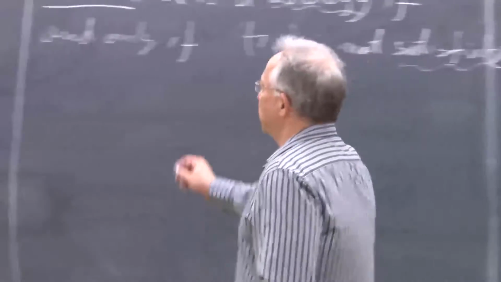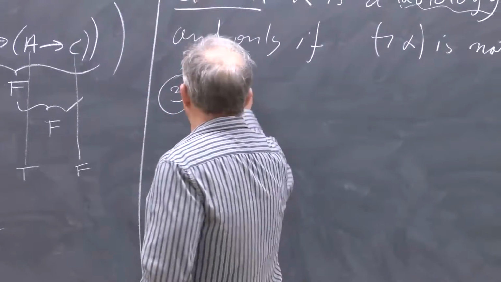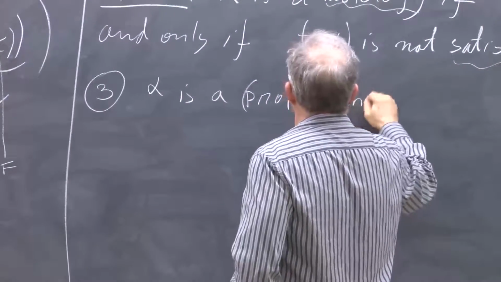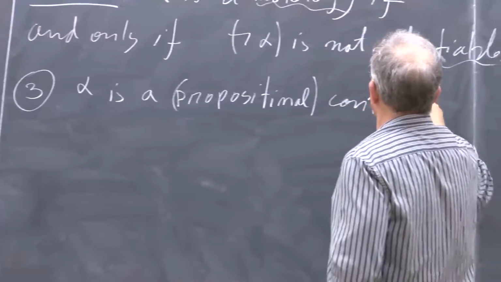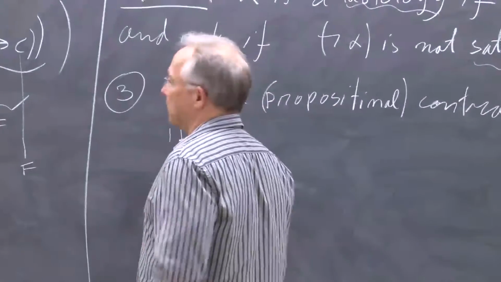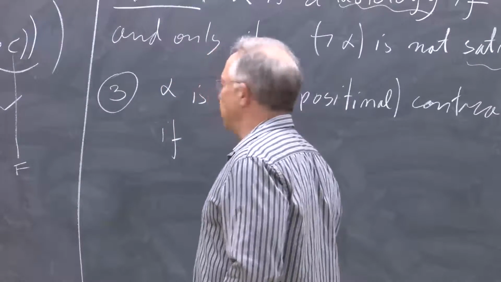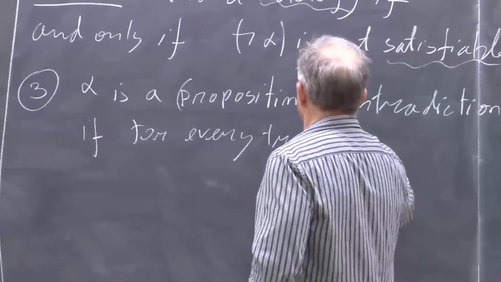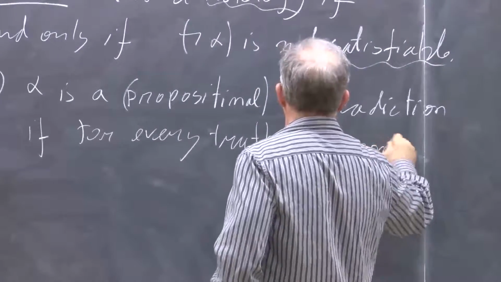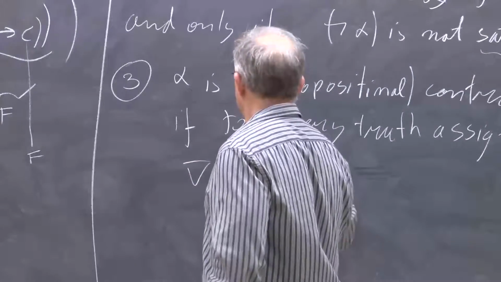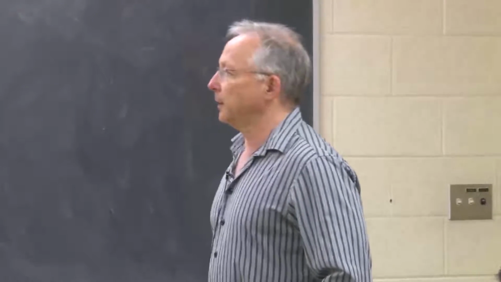And we can add another notion here, which is also closely related. We say that alpha is a propositional contradiction if, so this is another definition, if for every truth assignment V, V hat of alpha is false. So we call it a contradiction if it is always false.